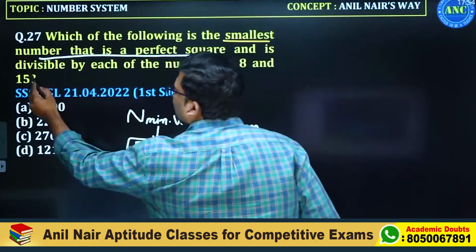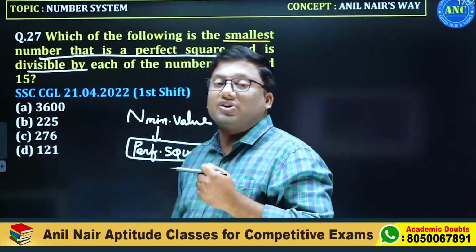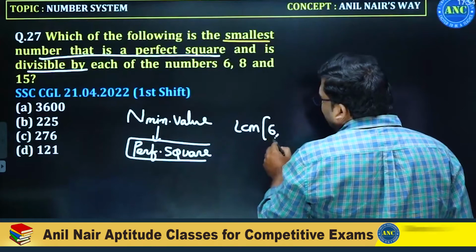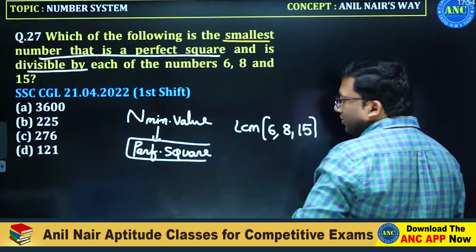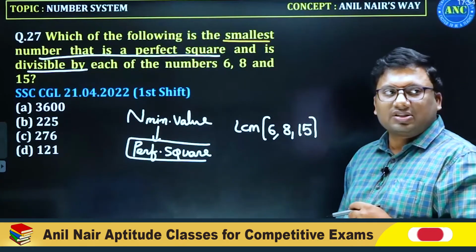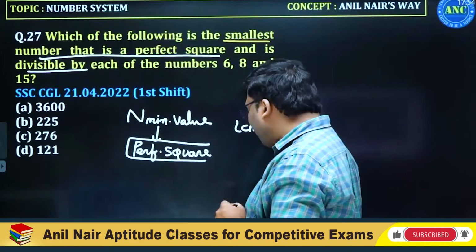Whenever there is the word "divisible by", we should take LCM. Which divides, we should take the word HCF. So it is divisible by the LCM of 6, 8 and 15. First of all, he has clearly said that it is a perfect square.